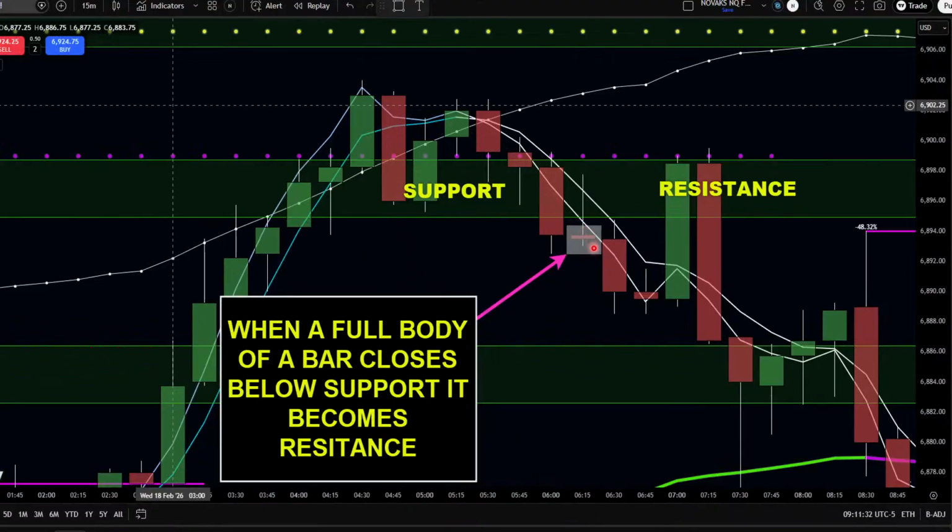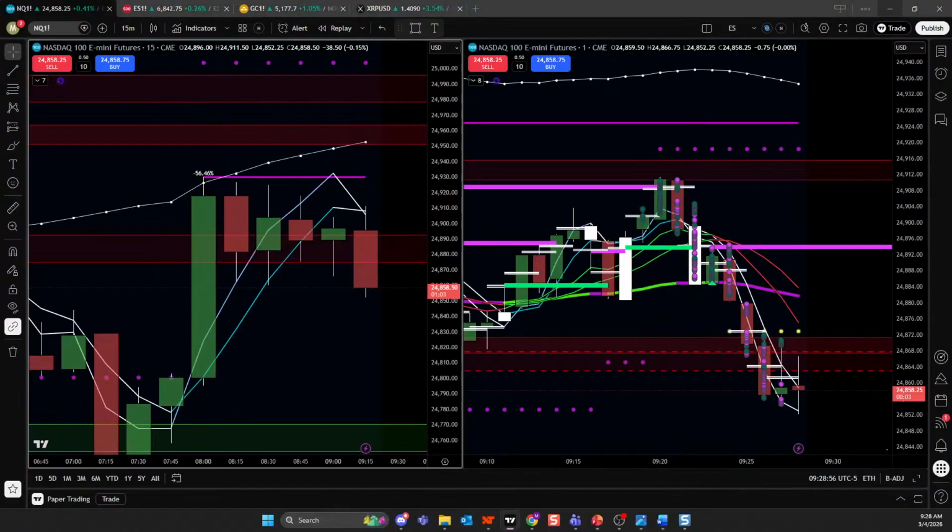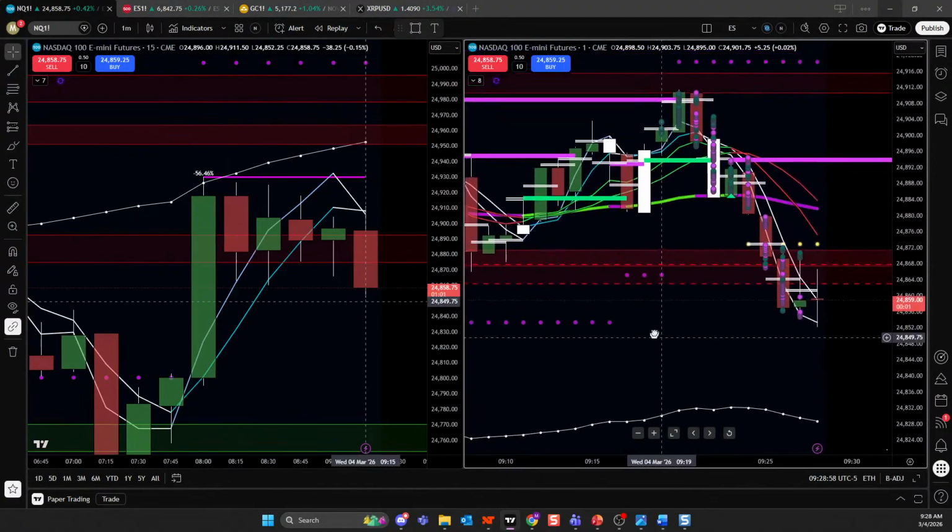When a full body of a bar, all four corners, finishes below an area of support, support becomes resistance. So if you were looking for the long trade, that area is off the table to initiate a long trade. It's now resistance. You can see that resistance holds and pushes down to support. Pretty cool, right? Guys, this is like clockwork. This happens all the time.